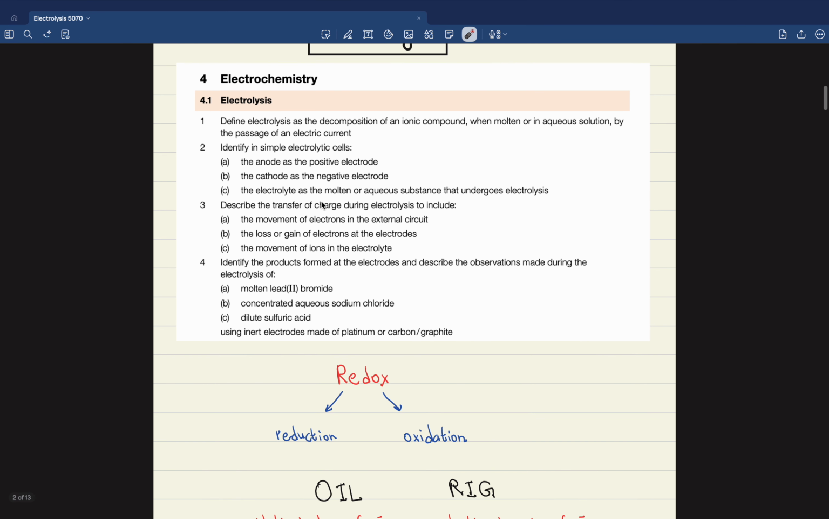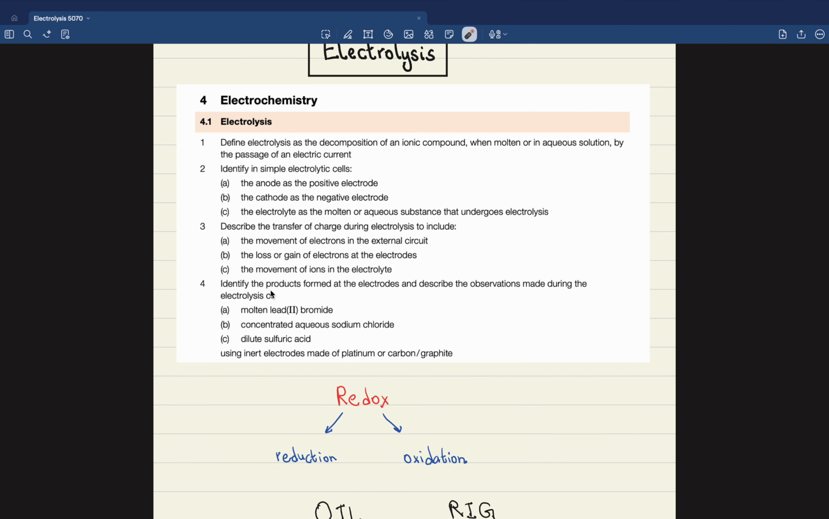Okay, this was a quick recap. We did यहाँ तक क्या scene है, the movement of ions in electrolytes. ठीक है, let's talk about this. Describe the transfer of charge during electrolysis to include the movement of electrons in the external circuit. ये पूरा हम सीखेंगे based on these examples. ये बहुत specific examples हैं, बहुत specific cases हैं जो कि आपके course outline में हैं.